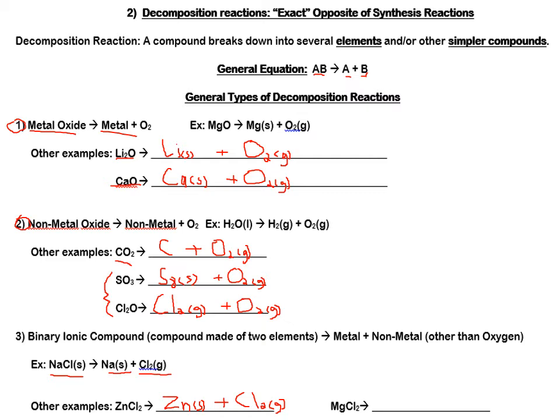Pause the video, try magnesium chloride breaking down, and you should get Mg solid plus Cl2 gas. So what I would do if I were you is keep trying these until your answers match mine. Just follow the model that I do. Don't invent any other rules. Do exactly as I say in these examples, and you should be able to do any other example that arises.